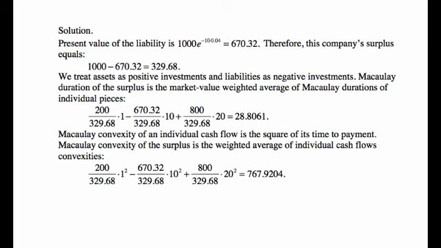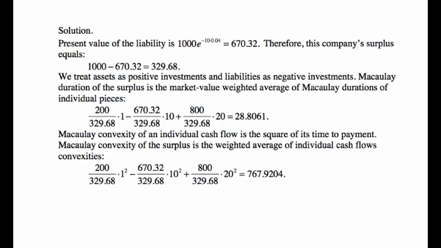approximately 28.8061. Note that actually the Macaulay duration is bigger than any of the individual pieces. Note also that these weights in front of the times of payments add up to 1. They are no longer less than 1 in terms of absolute value, but they add up to 1. And that's okay. You can still use the formula the same way.